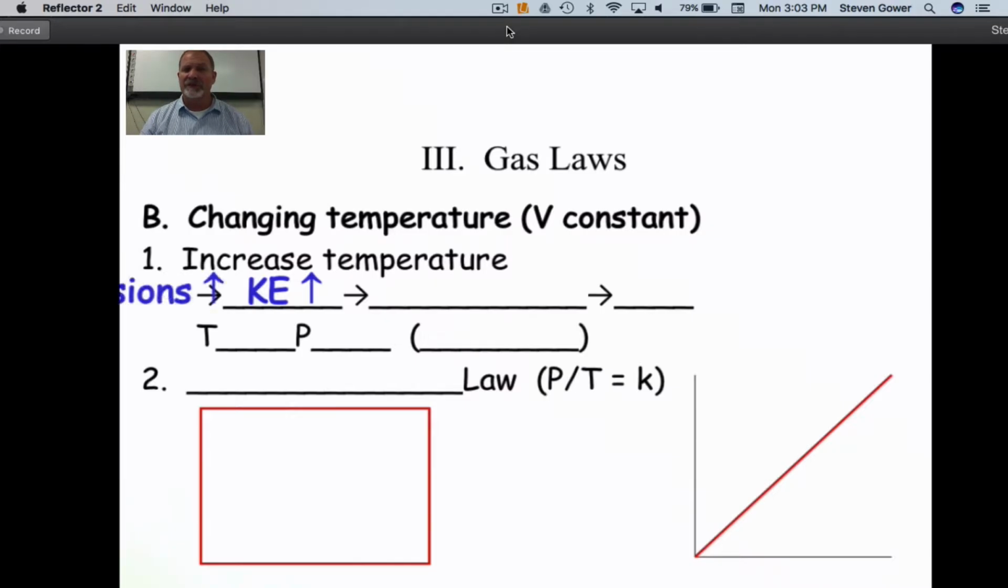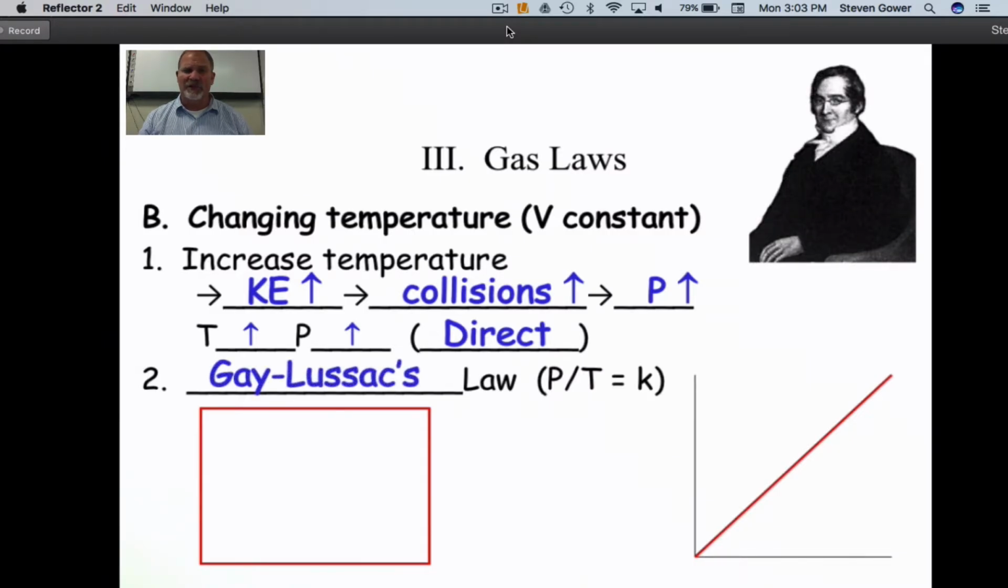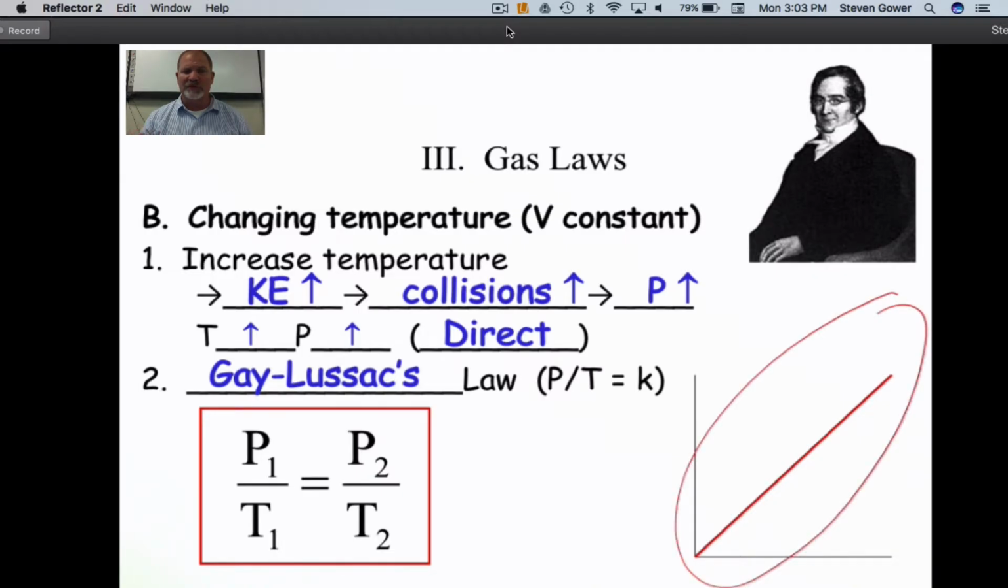Our argument here is we're going to increase temperature. If we increase temperature, we're going to increase kinetic energy. If we increase kinetic energy, that means we're moving faster, so we're going to have more collisions. If we have more collisions, we're going to have an increase in pressure. So temperature and pressure in this situation have a direct relationship, and this is called Gay-Lussac's law. And as we plot it out in the graph, it gives us a straight line, meaning a direct relationship.